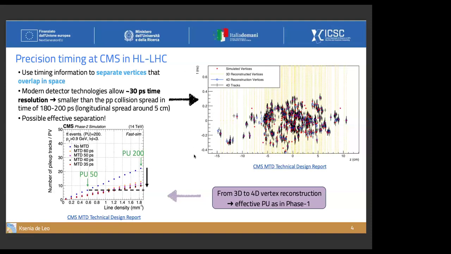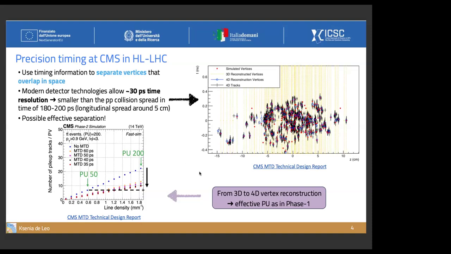This can also be visualized in this figure on the right-hand side, where we have the z coordinate on the x-axis and the time coordinate on the y-axis. You see all the simulated vertices as red dots, and the vertical lines represent the 3D vertices. So you can see that we will have a lot of vertices that are actually overlapping in space. That's where the timing information will be useful, because with the addition of the time coordinate, we will be able to separate the overlapping vertices.